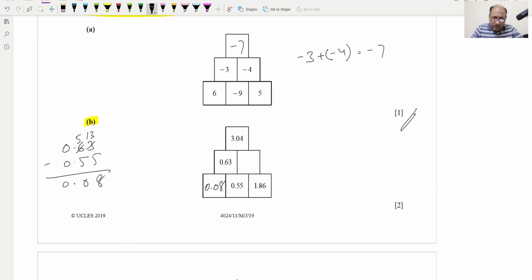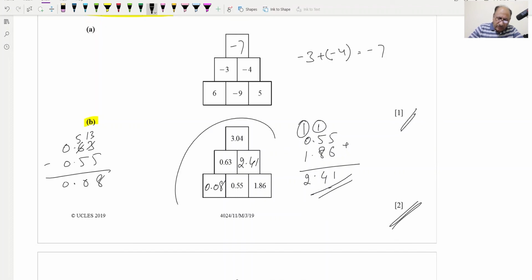Now similarly, we have to add this and this, and we will get the number over here. So we can write 0.55 plus 1.86, and we have to add this. So 5 plus 6 will be 11, and carry 1. So 8 plus 5 will be 13, 13 plus 1 will be 14, and 1 will be carried over. So 0.1 plus 1 will be 2. So 2.41 will be our final answer. So this grid is also complete. Hopefully you understood. This was a 2 mark question.